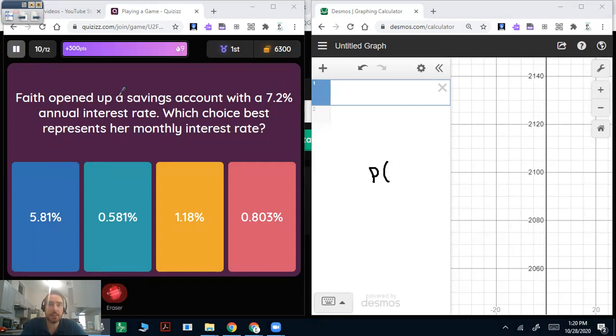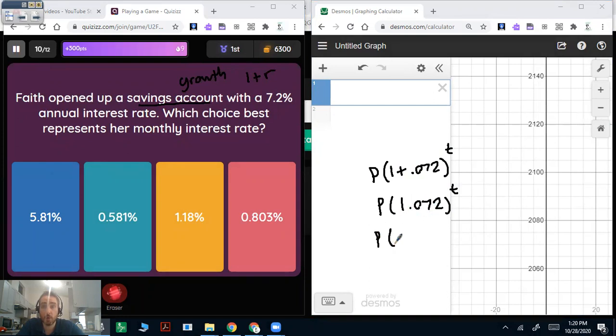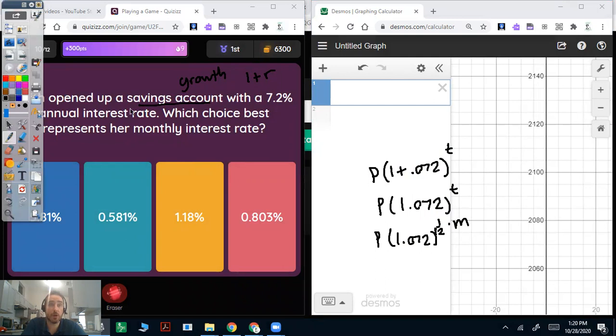We do know that it is a savings account, which means that it's going to be growth, which means that's going to be 1 plus r. So I do know it's going to be 1 plus 0.072. We don't know what the amount of years is, but that doesn't matter. Really what we're going to focus on is we're going to figure out converting this to months. So we're going to say 1.072 to the 1/12 times the month. Now we can take that 1.072 to the 1/12 and we can just figure out what that number is. Remember, just like in the last problem. So let's do that.